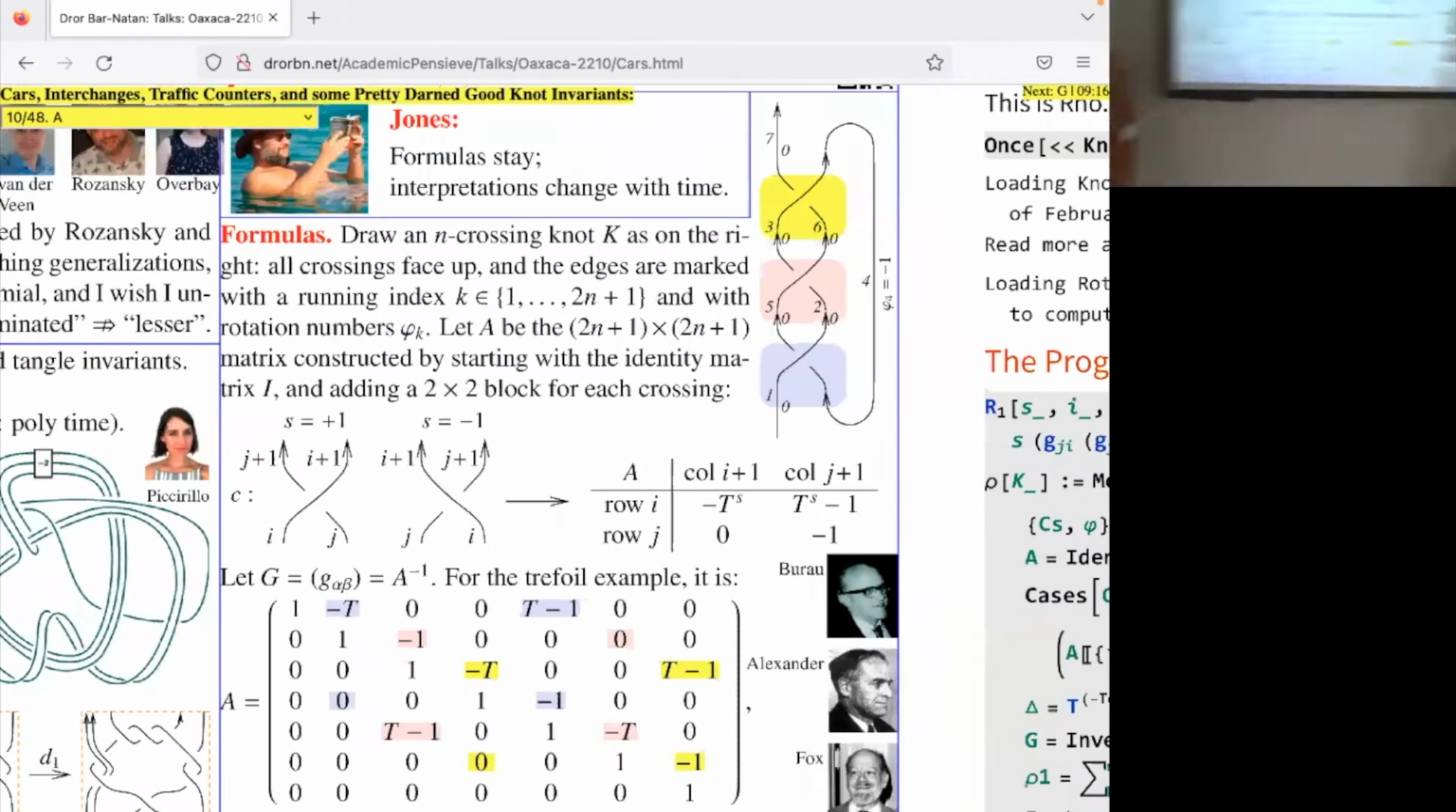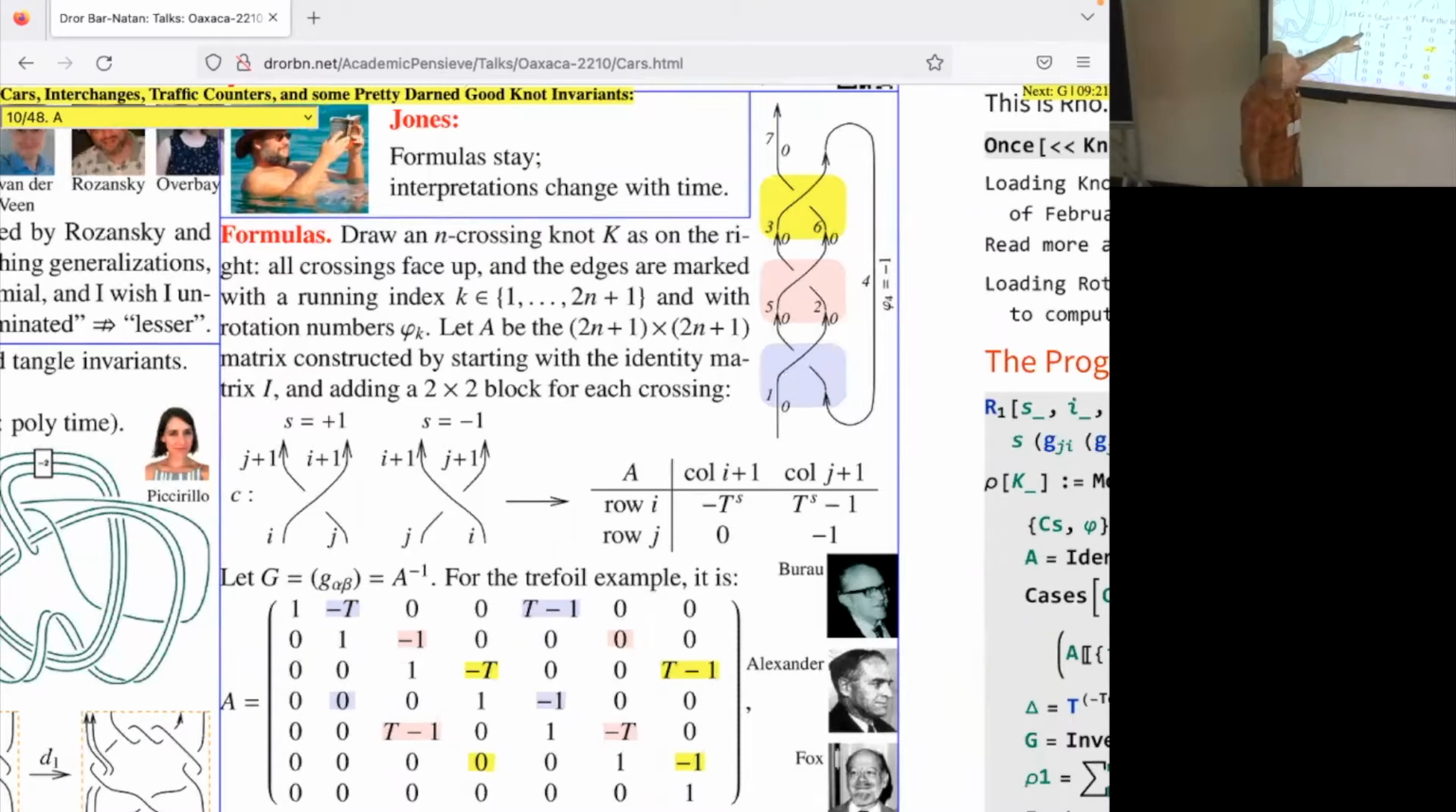So for example, for the trefoil knot, which I wrote over here, you start with the identity matrix. These are the ones on the diagonal. And then for each of the crossings, you add a 2 by 2 block. So I color coded it. I think in the printout, it comes out better than on the projection screen. So the yellow crossing is a positive crossing with I and J equal 3 and 6. So in rows 3 and 6 and columns 4 and 7, you get a copy of the matrix written here. So that defines the matrix A.